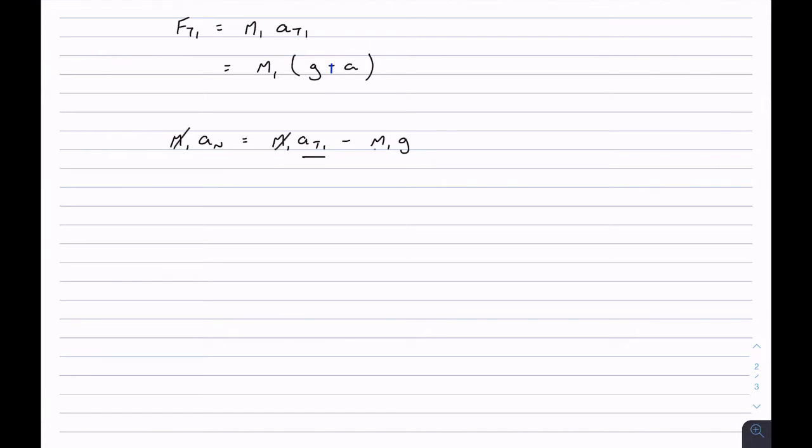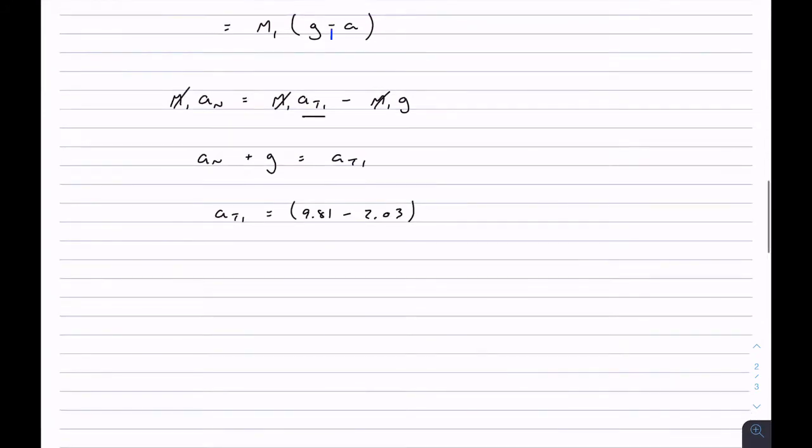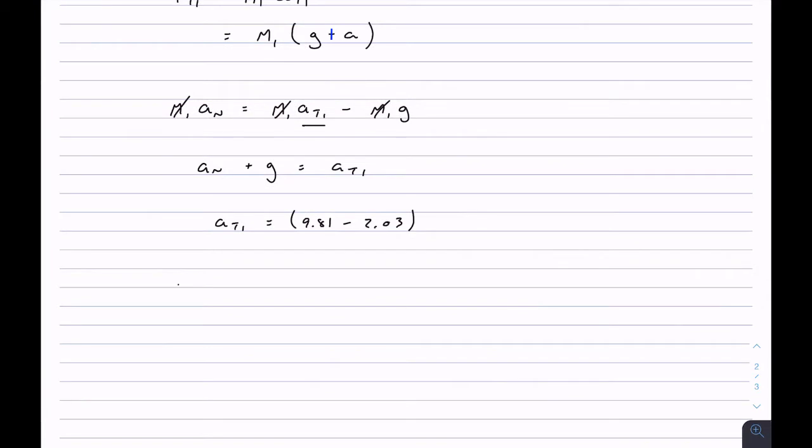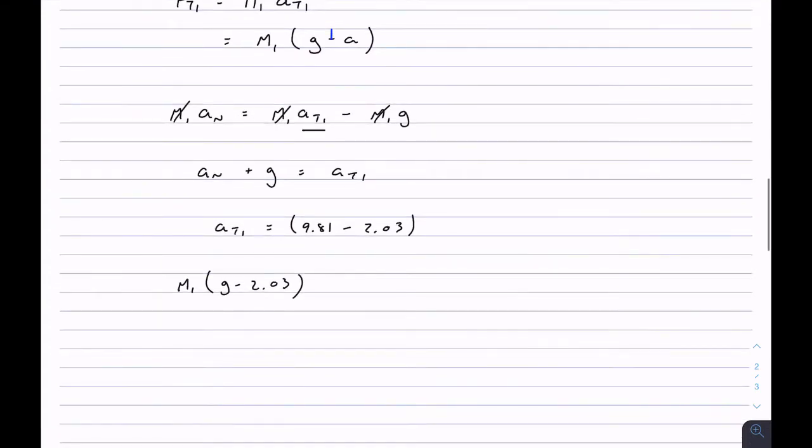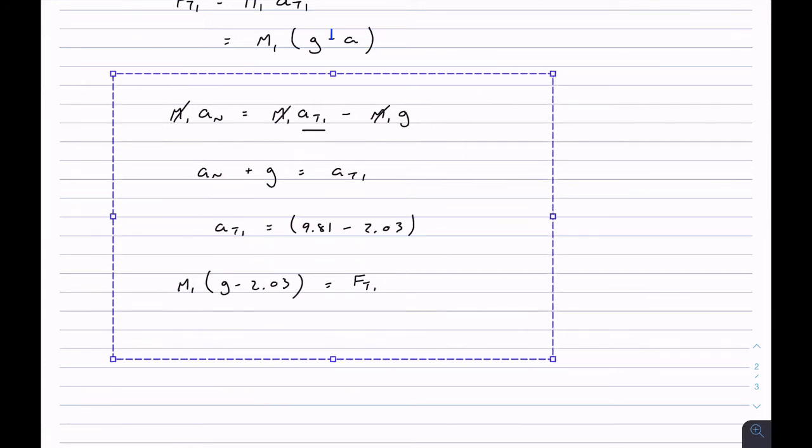Well, m1's cancel in this equation. We're given that a net plus g is equal to aT1. So that means that aT1 is equal to 9.81 minus 2.03. Okay, by how we've defined this. So that is going to give you m1 times (g minus 2.03) is equal to Ft1. Okay, so that's how I got to this point up here. Okay, so I'm going to just get rid of this.